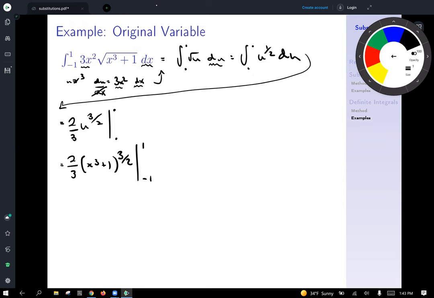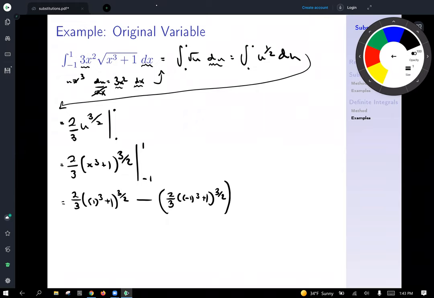Definite integrals require that I evaluate from the top first and then subtract the bottom one. 2/3 times (1 to the 3rd power plus 1) all raised to the 3/2 power, minus... And I like to put this one in parentheses because sometimes you've got a lot going on, and that means I remember to distribute the subtraction when I evaluate the lower limit of integration. 2/3 times (negative 1 to the 3rd power plus 1), all of that raised to the 3/2 power.